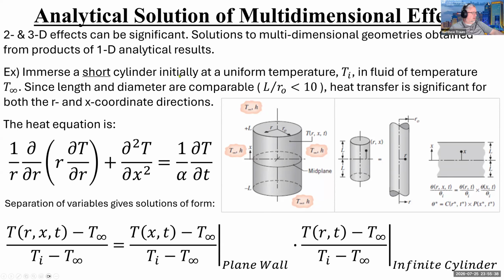The heat transfer here is significant in both the R direction, right? So the radial direction and the X direction. And I will point out the book uses, for this example, what we would call the Z direction, the book calls the X direction, right? So X coordinate is the axial direction in this case. But look at what's happening, right? This is a short enough cylinder that once you immerse it in this fluid, it's getting heat transfer both in the radial direction. You probably can't see.